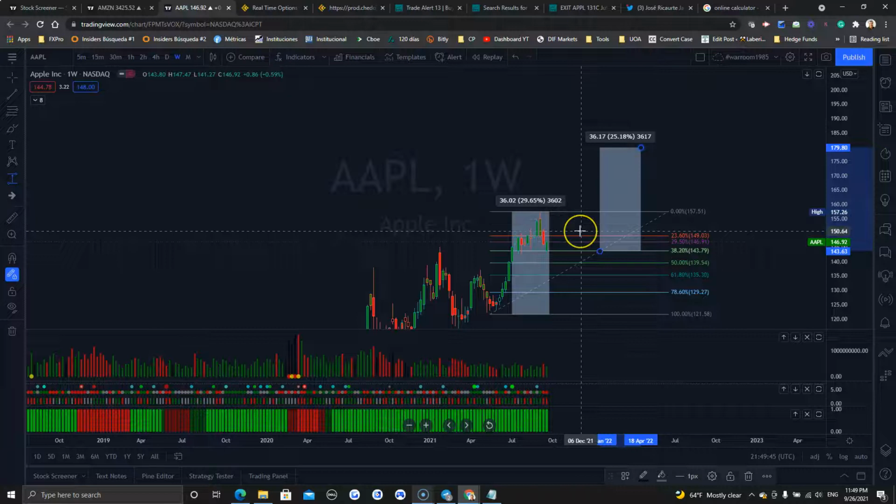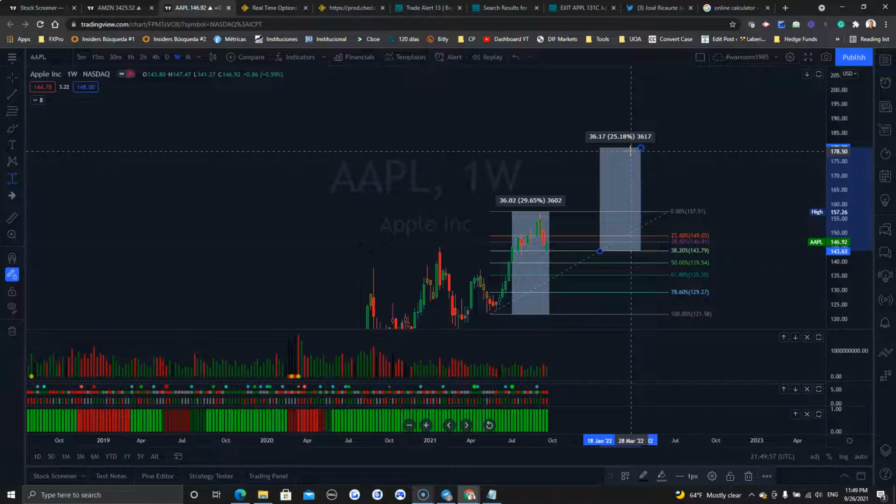And if you squeeze the options as I do with the SDFs, you probably are going to make in the next 30 to 45 days another 580% on Apple.